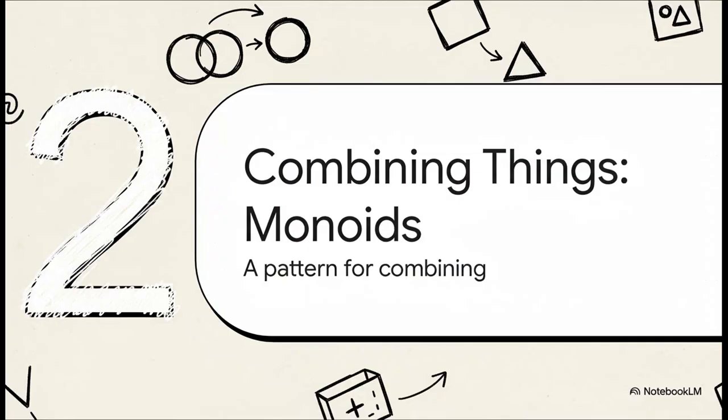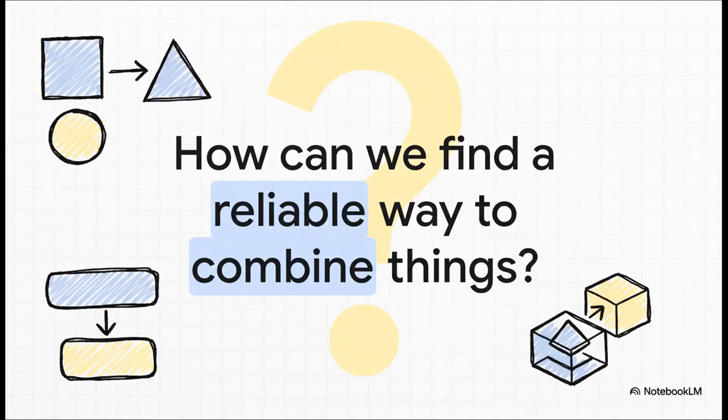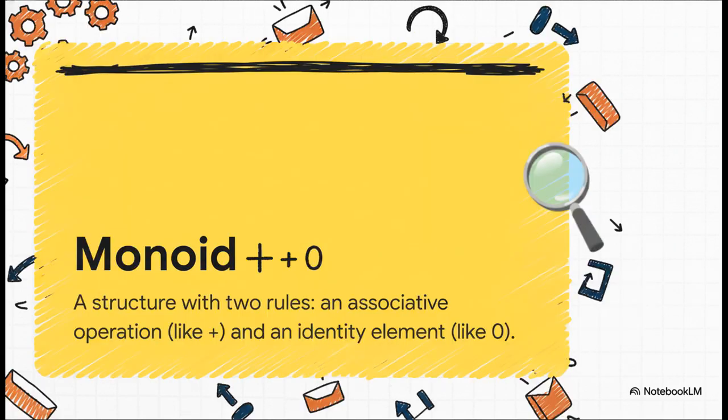So with that foundation set, let's look at our very first pattern. And it solves a problem that we as programmers face constantly, just combining things. I mean, we're always doing it, right? Adding numbers, sticking strings together, merging lists. So functional programming steps back and asks a really simple question. Is there a single, reliable pattern that works for all of these different kinds of combinations? The answer is yes, and it's called a monoid.